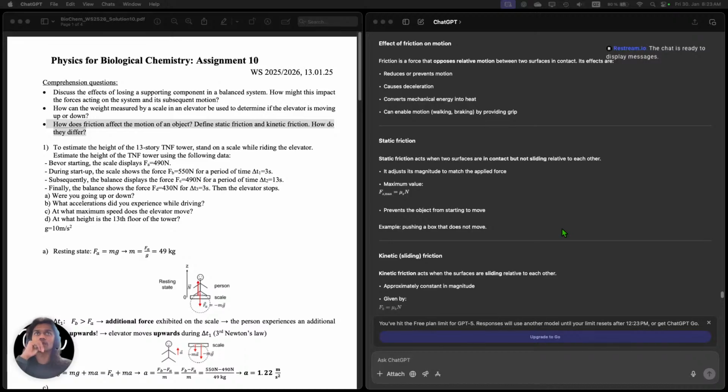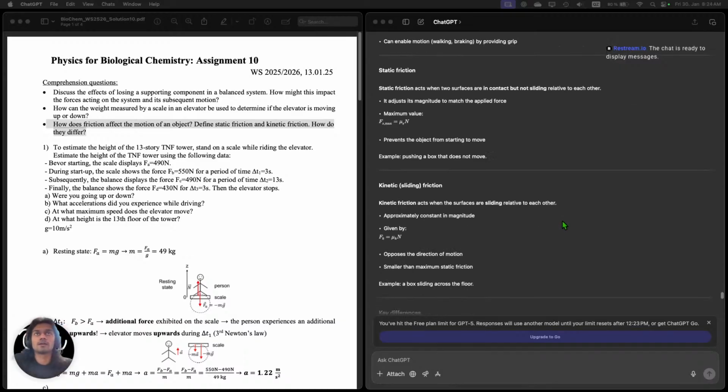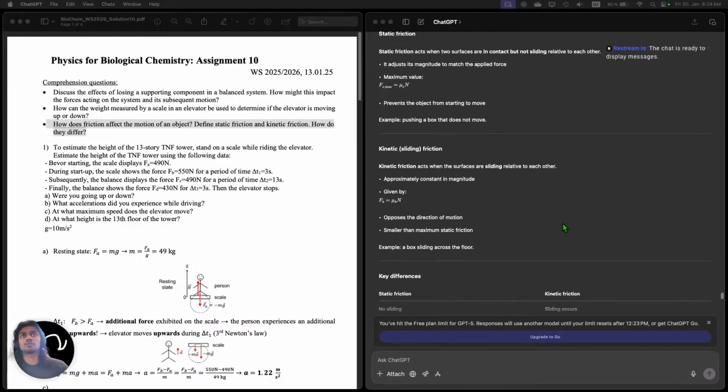Kinetic friction acts when surfaces are sliding relative to each other. It is approximately constant in magnitude, opposes the direction of motion, and is smaller than the maximum static friction. An example is a box sliding across the floor.